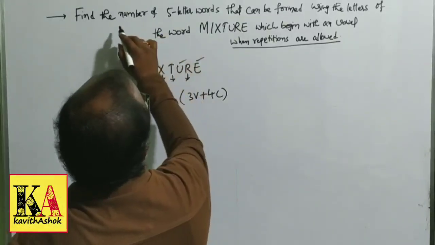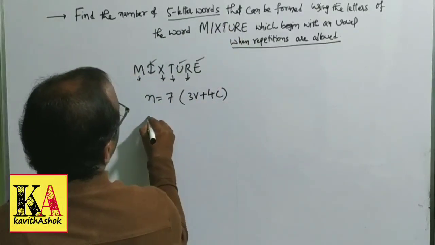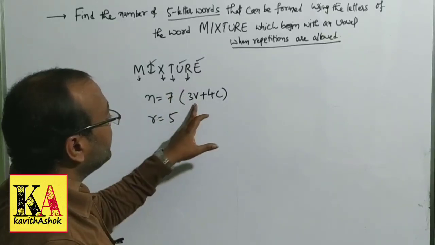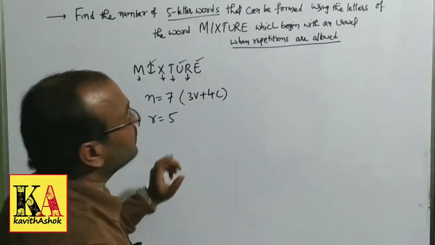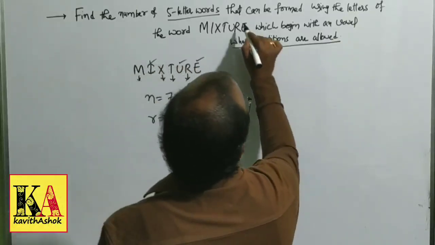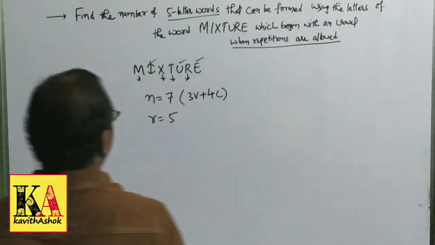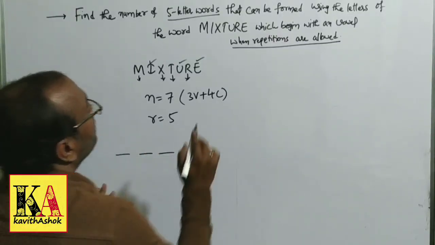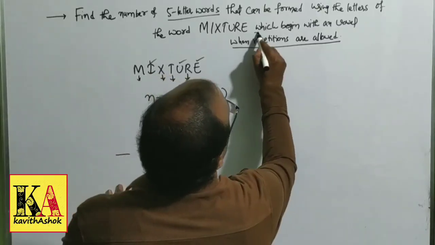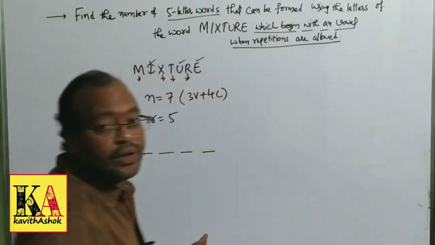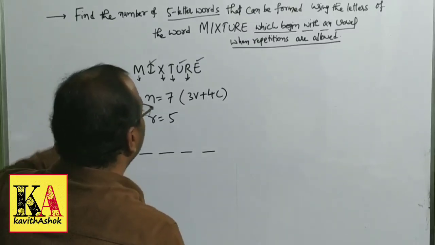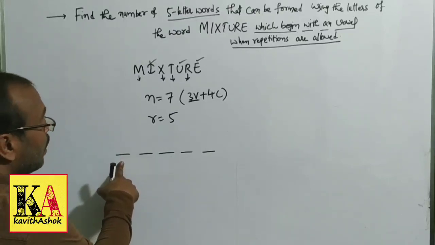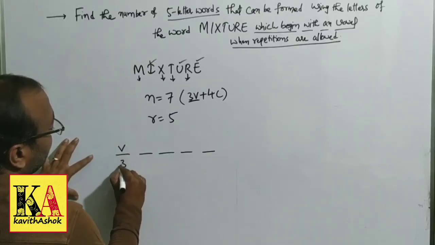What do we have to take here? The number of 5-letter words. So r is equal to 5, n is equal to 7: 7 different letters, 3 vowels and 4 consonants. What do we have to find? 5-letter words that can be formed, so we take 5 places. The condition is that the word begins with a vowel, so we fill the first place with a vowel. How many vowels are there? 3 vowels. How many places? Only 1 place. How many ways can we fill it? 3 power 1 ways.